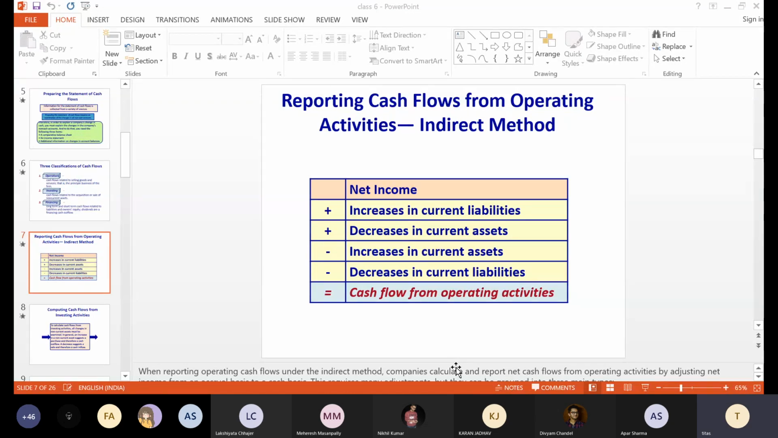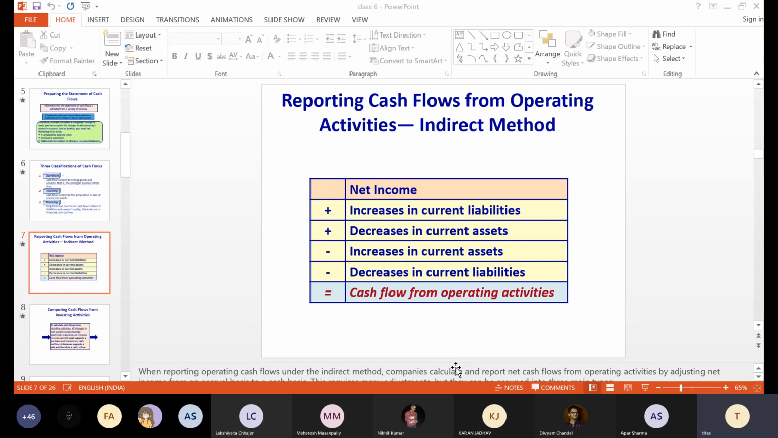We want to exclude it. So what we will do? Subtract. It is already subtracted, right? To get the net profit. And our starting point is net profit. So what will we do to exclude it? We'll add it back, because we are interested in cash profit. So we are starting with net profit, and we will add it back to get the cash profit.